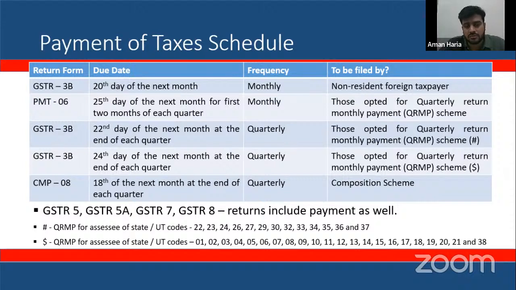Also, one good point to highlight: GSTR 5(5)(a), non-resident taxable person and non-resident OIDAR service providers. And for GSTR 7 and 8, your TDS and TCS under GST, those returns include payment as well. So that becomes their payment schedule indirectly as well.